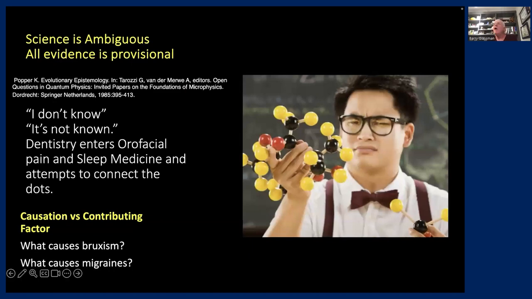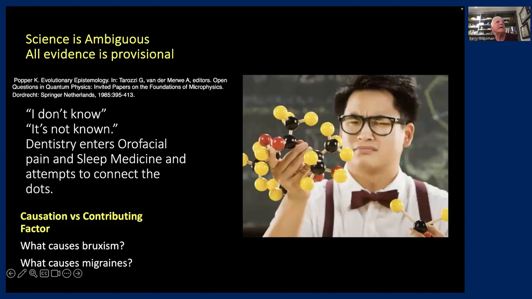Science is ambiguous. All evidence is provisional. It'll change tomorrow. Saying "I don't know" or "it's not known" is not problematic. It's real. Dentistry entered the field of sleep and pain with attempts to connect the dots, to explain everything. I put the appliance in and moved the condyle down to the right position. It took pressure off of the disc. It balanced the musculature. The muscles are all happy, and now the headaches are better. No. The answer is that is absolutely not it.